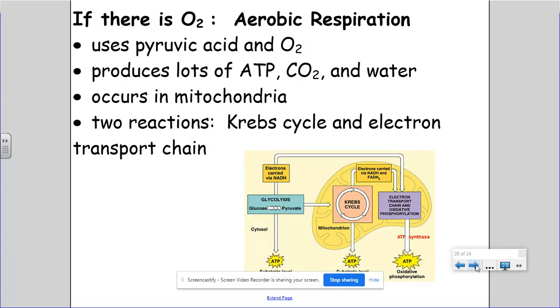Okay, so normally in your cells, there is oxygen, so your cells will go through aerobic respiration. This will use the pyruvic acid that we made in glycolysis and, of course, oxygen. It is going to produce a lot of ATP, also carbon dioxide that you breathe out, and some water. There are two reactions that occur in aerobic respiration called the Krebs cycle and electron transport chain.